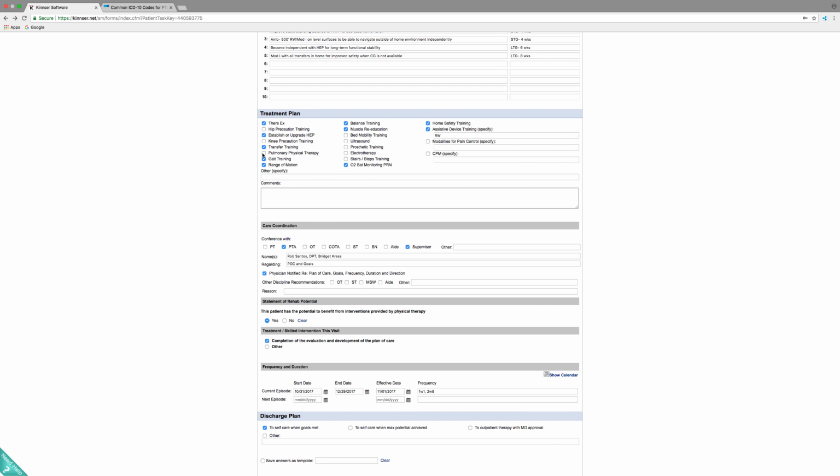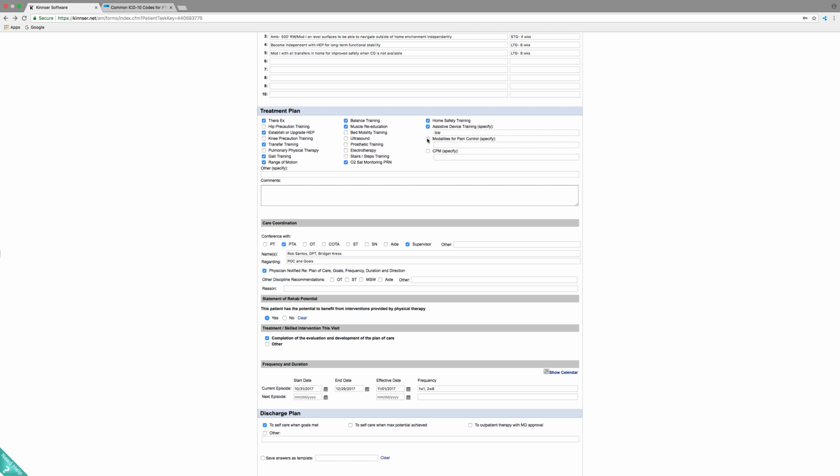Treatment plan, Kinzer makes it very easy on us. They allow just literally a checkbox section. If there's something you want to add in the comments here, you're more than welcome to add in more detail. If it is a total knee patient and we have a CPM, we definitely need to click this box and then write down what we set the CPM machine to be.